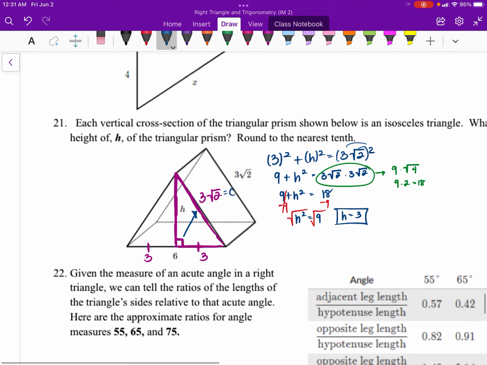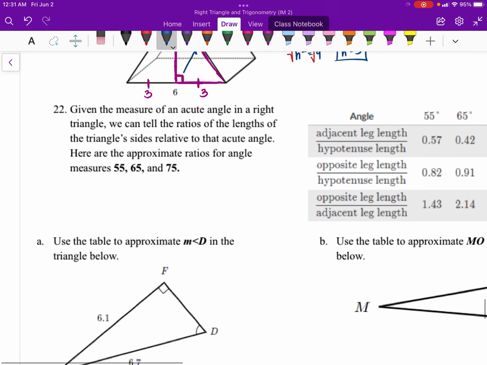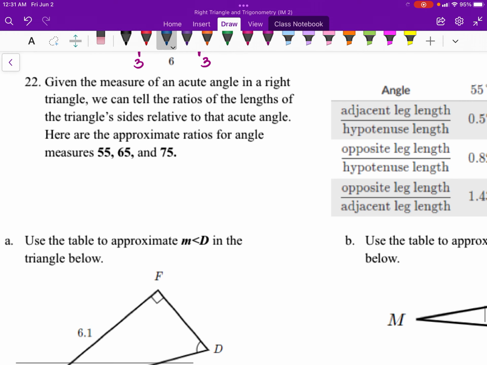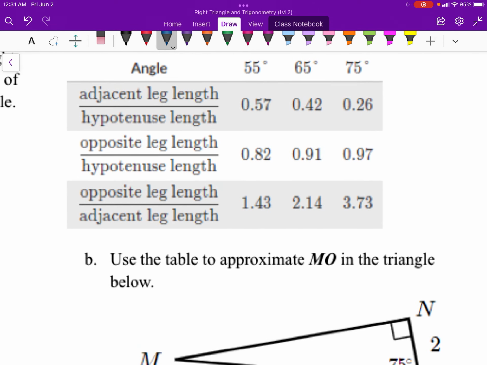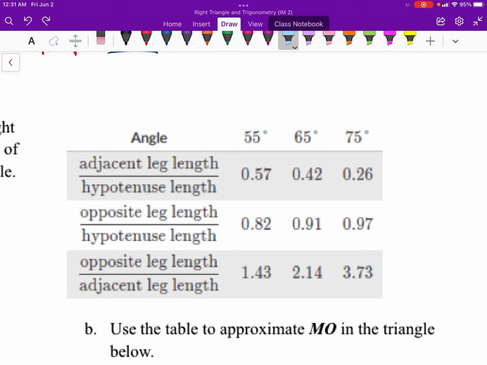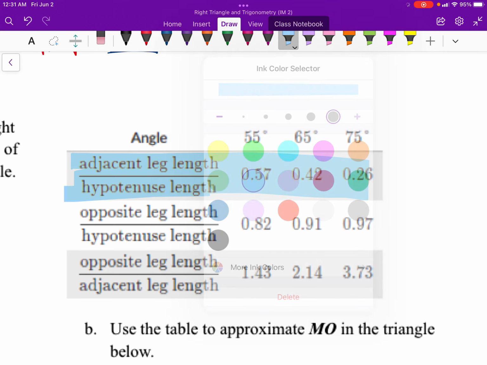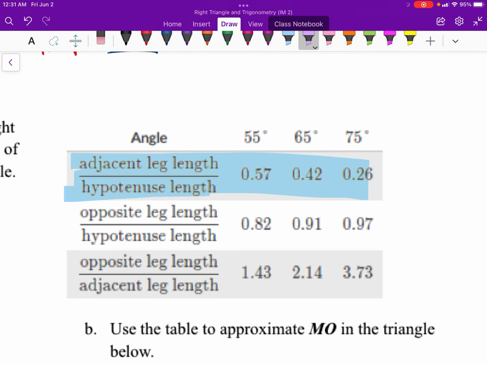All right. Now, let's take a look at the next one, guys. The next one says that we do have a table that talks about angles that are 55, 65, and 75. And then each of these angles does have different ratios. So starting off with the first one, guys, we do have the adjacent over the hypotenuse. So when we're looking at the triangle, we do have to identify our sides in order for us to determine what it is that we're talking about.